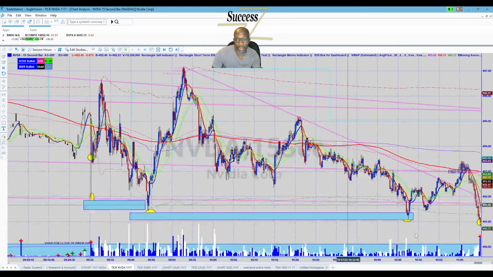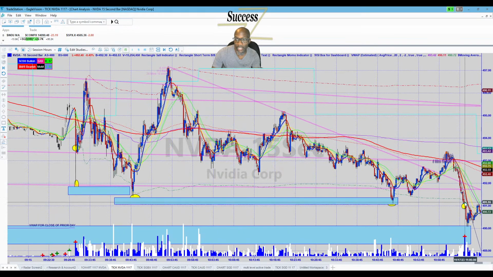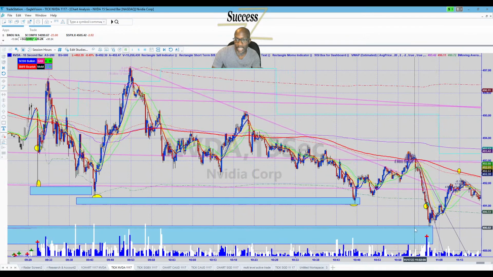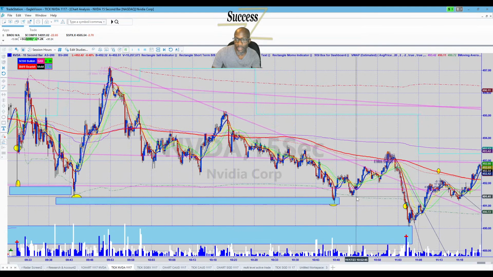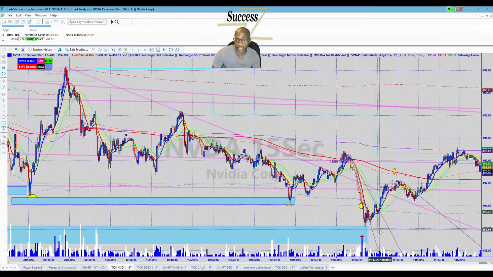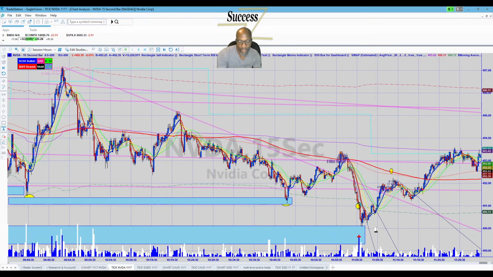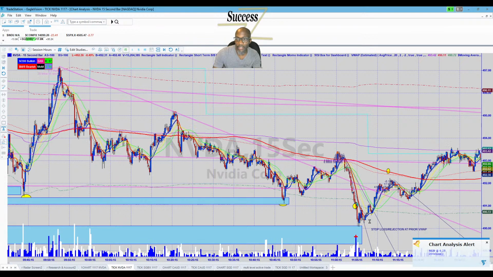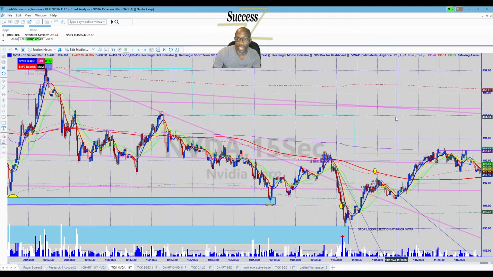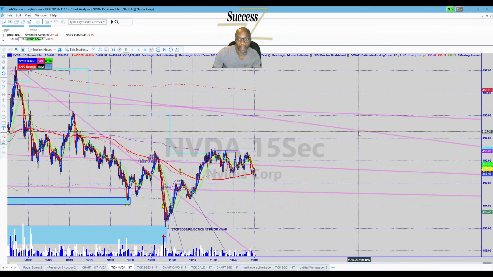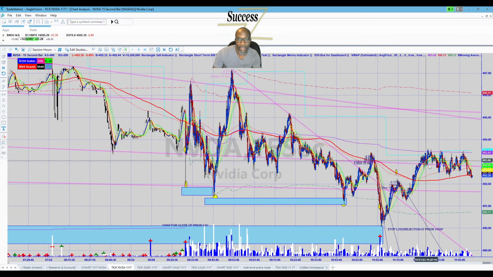I could have got in that candle, or I could have got in this candle, and set a stop loss wherever, and that's what's to be determined. I'm going to make a note here: stop loss or rejection at prior VWAP. Then from there it moved up, so we have yet to see how far it will go. It's hitting some resistance here.